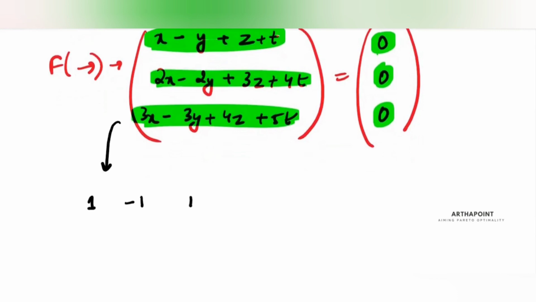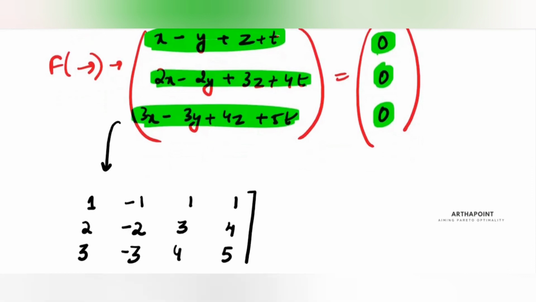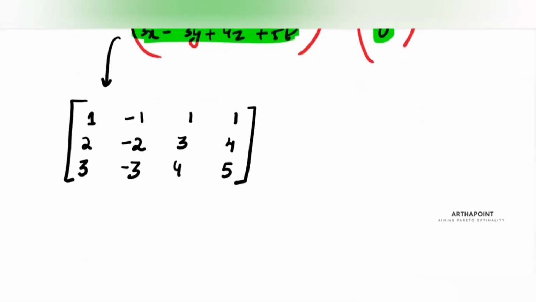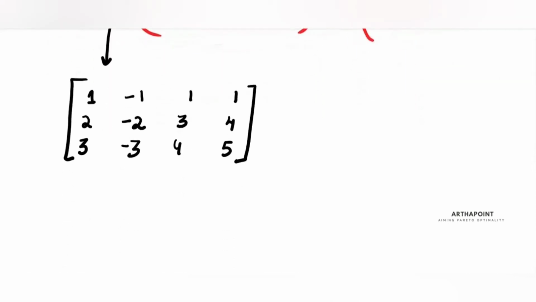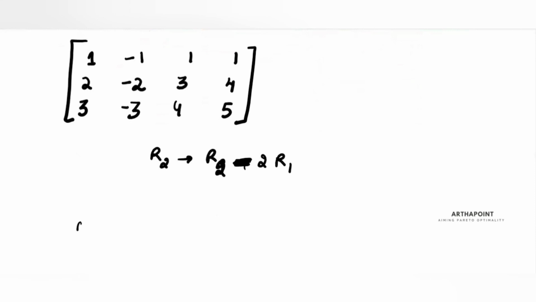1, minus 1, 1, 1. To again refer to the previous lectures first. 2, minus 2, 3, 4. 3, minus 3, 4, 5. Just apply row echelon form to it. If you apply the row reduced echelon form, you will get R2 goes to R2 minus 2R1. So 2 minus 2 is 0, minus 2 minus minus 2 is 0, 3 minus 2 is 1, 4 minus 2 is 2, 1, minus 1, 1, 1, 3, minus 3, 4, 5.